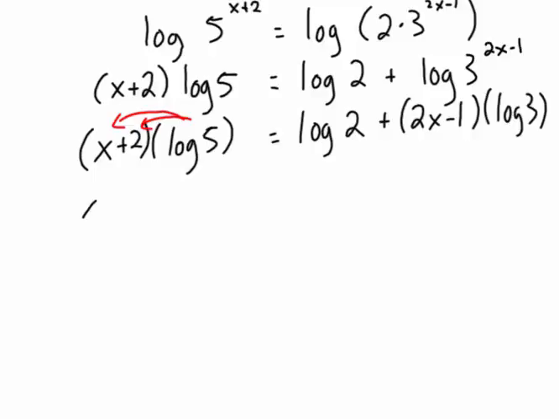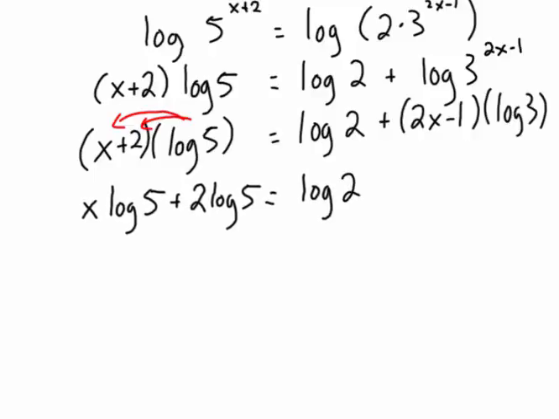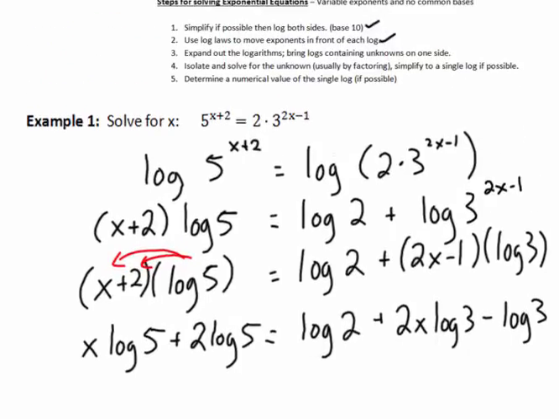That'll leave us with x log 5 plus 2 log 5 is equal to, well, we can't do anything with the log 2, so we'll just leave it the same. And this side, same thing. We're going to distribute this in 2x log 3 minus log 3. And it is going to get a little bit messy, but there's our expansion in. That takes care of the expanding piece.